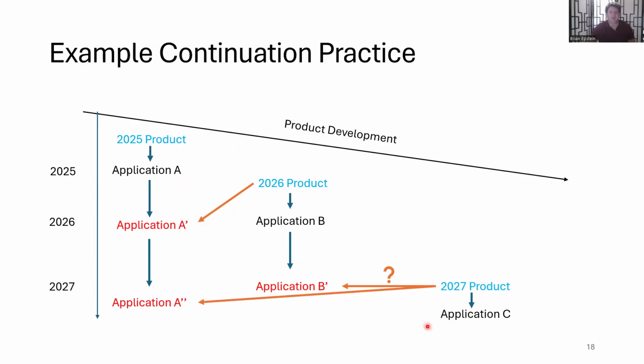But where it gets fancy is that we also have these American specific continuation applications shown in red, actually. And that's what these orange lines are showing, is that these products can be covered by these US specific continuation applications. And again, we're going to have some pictures, so don't worry too much. But this 2027 product might be covered here. We don't know. Maybe it's covered by application B prime here. Maybe it's covered by application A double prime here.